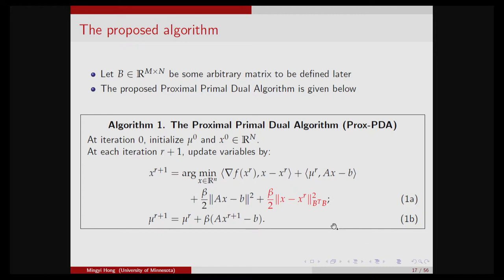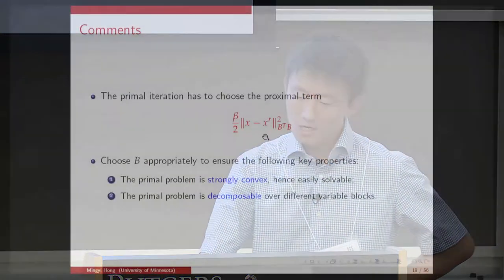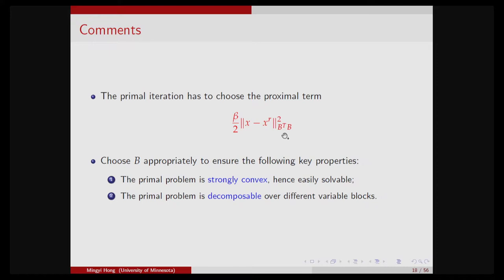This resembles the classical Uzawa method in many cases. The only thing that I want to mention a little bit is the red term. The red term is the proximal term. If you notice, there is a B transpose B in the subscript. This means that the norm is defined by the matrix B transpose B. Here B is chosen appropriately to ensure that the primal problem is strongly convex and is decomposable across different block variables.